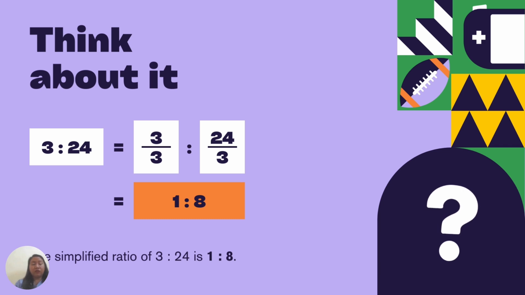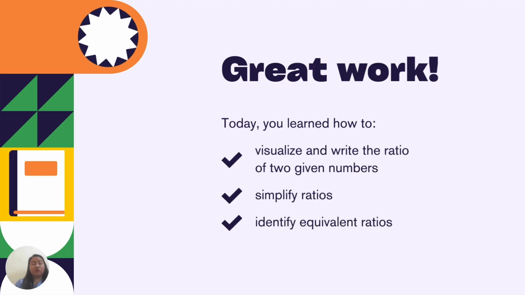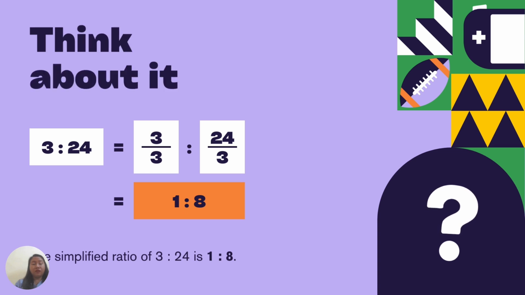This is equal to 3 divided by 3 is to 24 divided by 3, and the answer is 1 is to 8. The simplified ratio of 3 is to 24 is 1 is to 8.